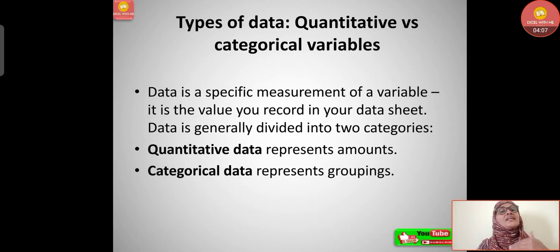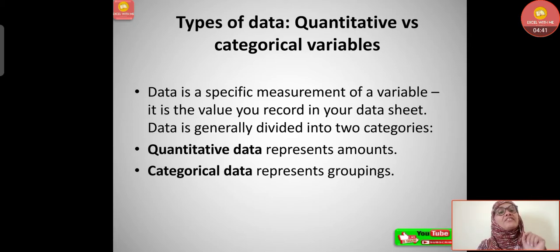So let's understand types of data here. Before understanding the types of variables, you need to understand the data, which kind of data is available here. Types of data: quantitative versus categorical variables. Quantitative, already we know that numericals are there, versus categorical variables, that is categories. Data is a specific measurement of a variable. It is the value you record in your data sheet. Obviously you will record the data in your record sheet.